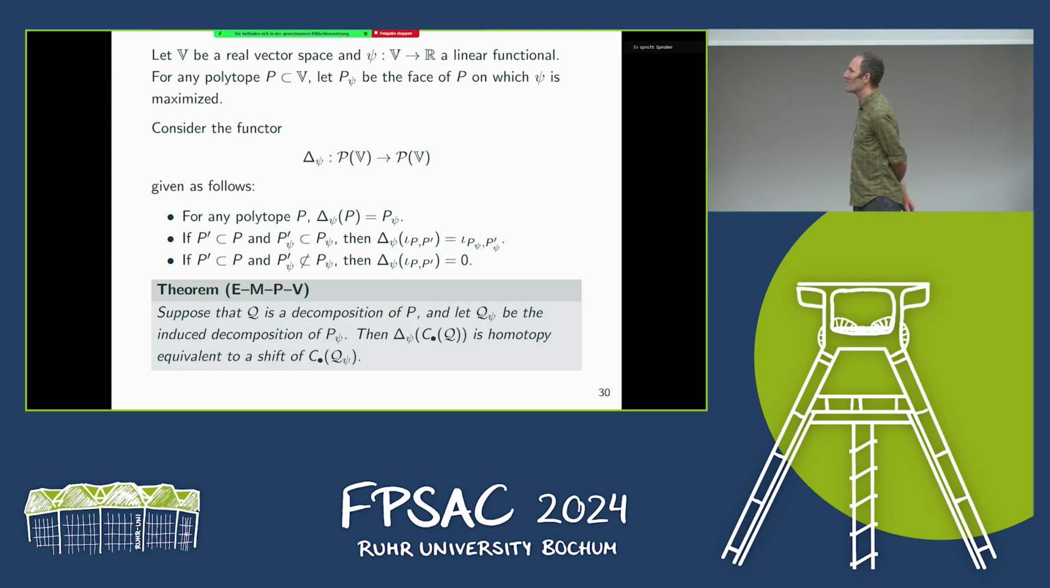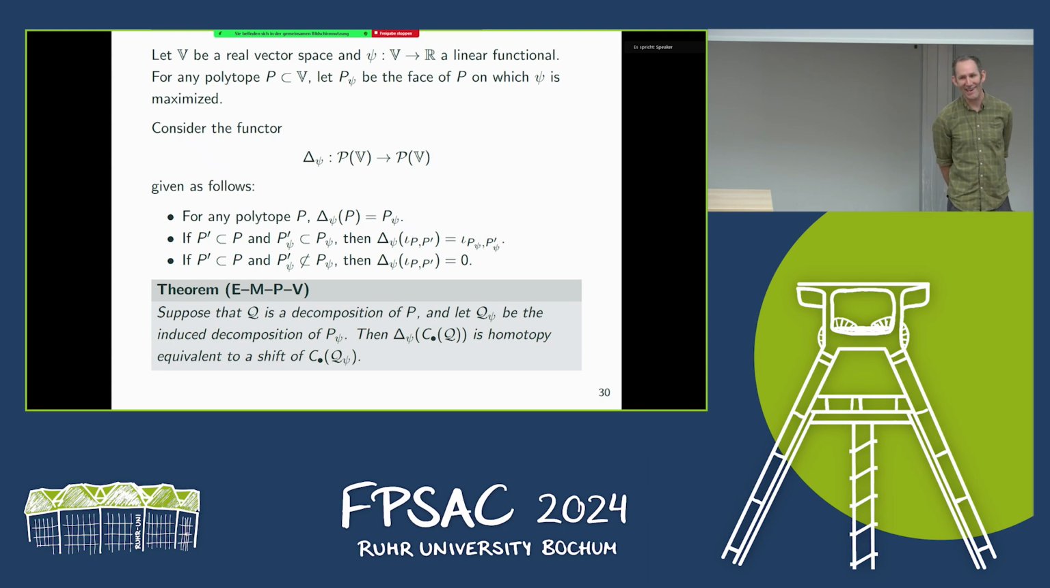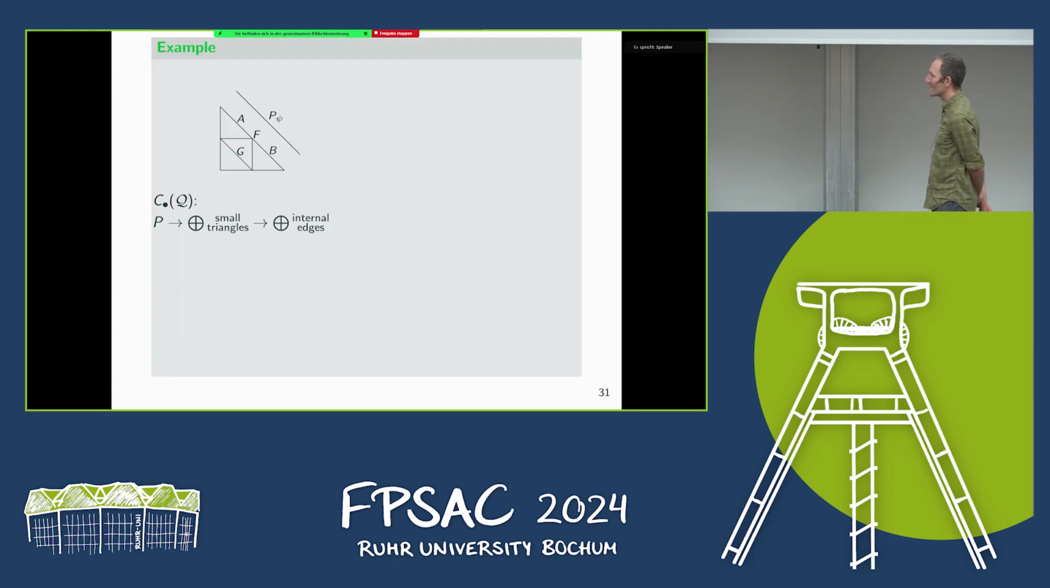So the theorem, which is the analog of McMullen's theorem, is that if I have a decomposition of P, and then I have an induced decomposition of P psi, then when I apply this functor to the complex associated with the decomposition of P, I essentially get the complex associated to the decomposition of P psi. I don't quite get it. I only get it up to homotopy of complexes and up to a shift, but I get it nonetheless.